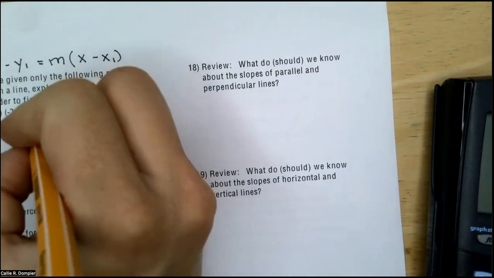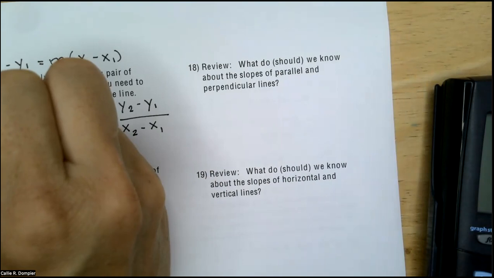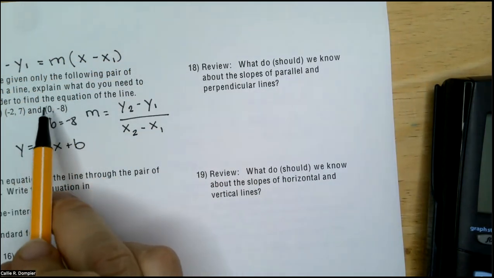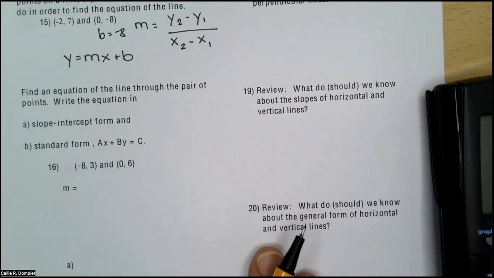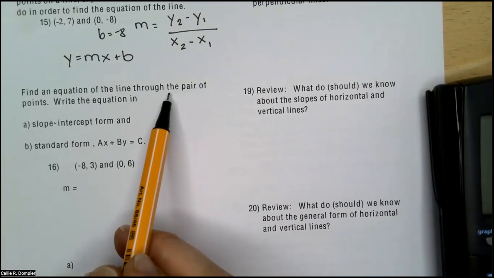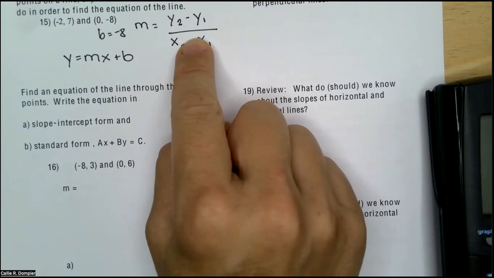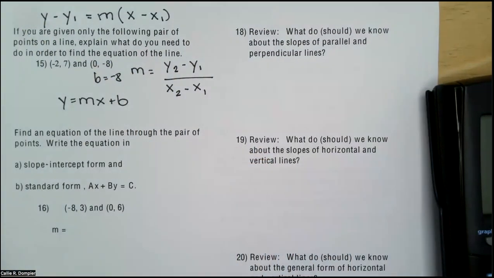If you have your b, you can also use this because the point gave you your b and the slope formula gave you your m. Now it asks us to find the equation of the line through the pair of points, in slope-intercept form. So let's use that slope formula to find the slope between -2, 7 and 0, -8.